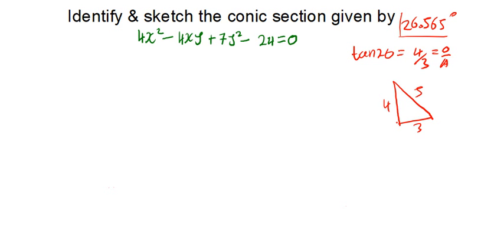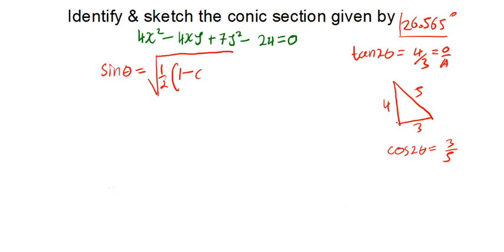So now what is my cos 2 theta? Cos 2 theta will be adjacent over hypotenuse, which is 3 over 5. So I'll use the half angle identities, which you can look for in the trig identities table. For sine theta, it's of course positive or negative, but I'm just going to use the positive part. It's the square root of 1 over 2 times 1 minus cos 2 theta. That's why I was looking for cos 2 theta.